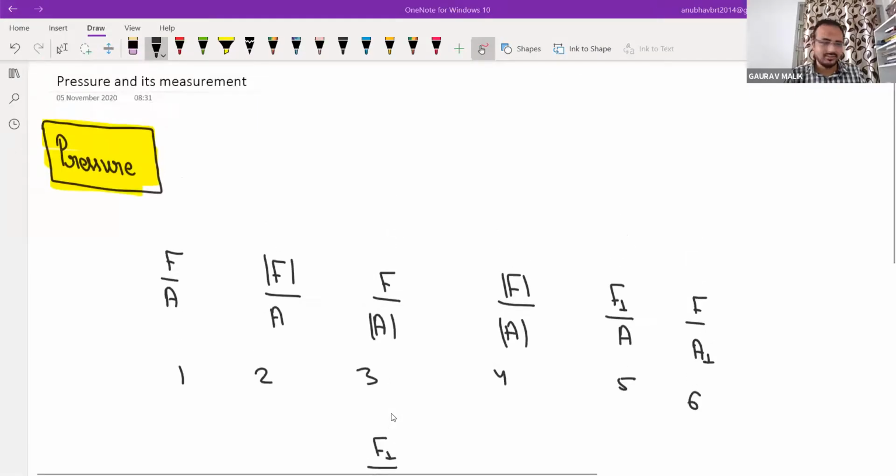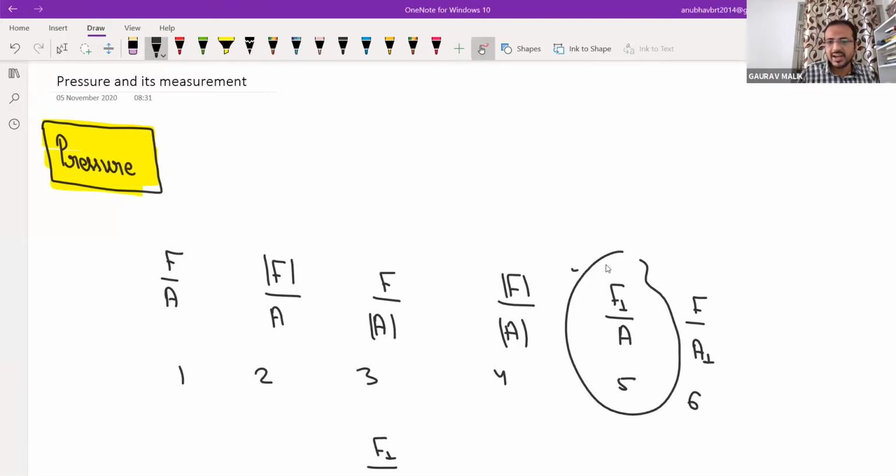The right answer of this question is this fifth one. And I told you this thing at the time of thermo also. This is the correct definition of pressure: F perpendicular divided by area. Write down this.